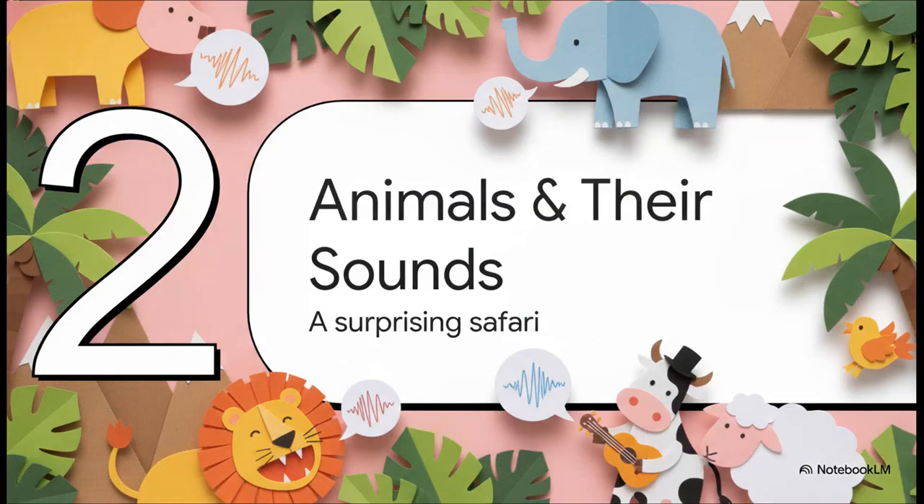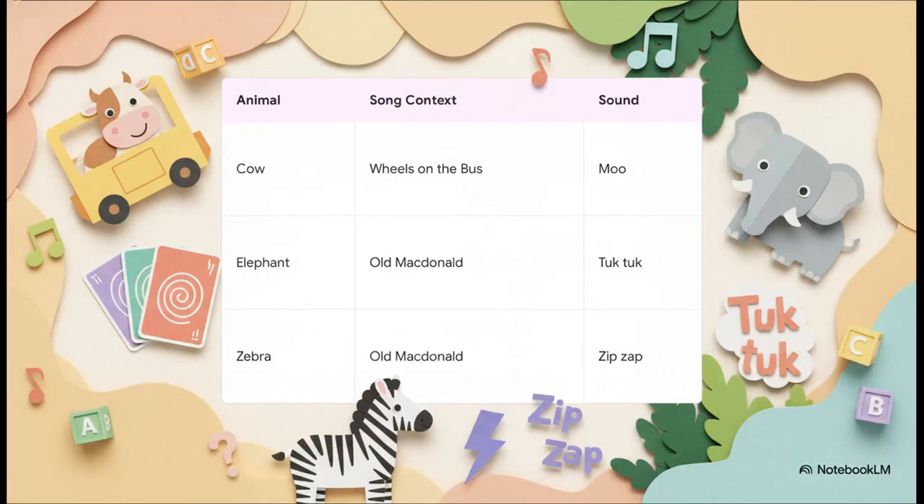Moving to Section 2, Animals and Their Sounds, a surprising safari. Okay, check out some of this unexpected data we found in the transcript. We all know the basics, right? A cow goes moo, whether it's chilling on a farm or apparently riding in the wheels on the bus. But this particular version of Old MacDonald throws a massive curveball. It features an elephant making a tuck-tuck sound and, incredibly, a zebra going zip-zap.